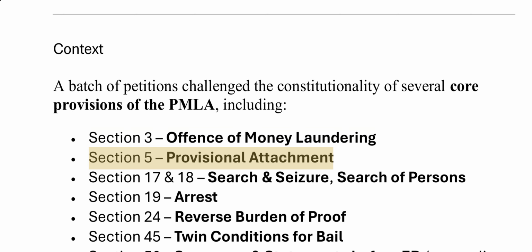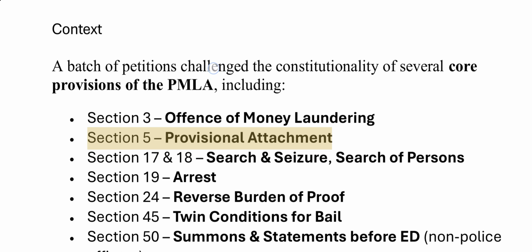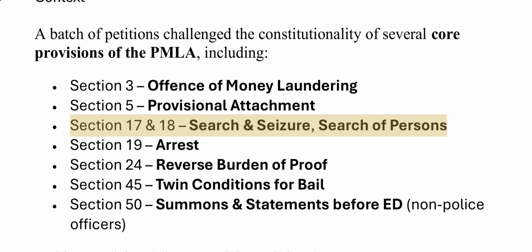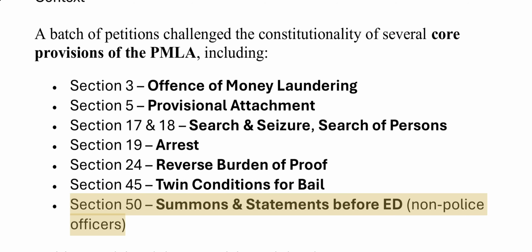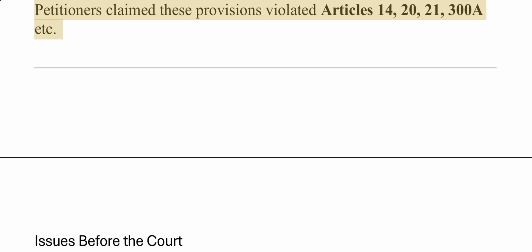Money Laundering, Section 5 Provisional Attachment, Section 17 and 18 Search and Seizure, Search of Persons, Section 19 Arrest, Section 24 Reverse Burden of Proof, Section 45 Twin Conditions for Bail, Section 50 Summons and Statements before non-police officers. Petitioners claimed these provisions violated Articles 14, 20, 21, 300A, etc.